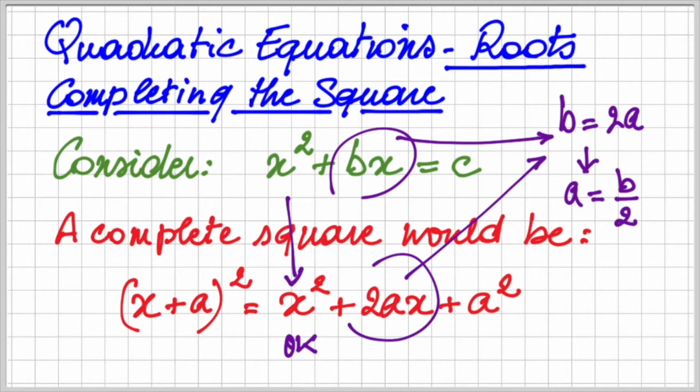With our equation we can say that b is equal to 2 times a, so we can find in the complete square that a is equal to b divided by 2. And the last term, a², is in fact (b/2)². So this is the term that is missing in the top equation. So we have to rewrite this equation and we have to add that remaining square.